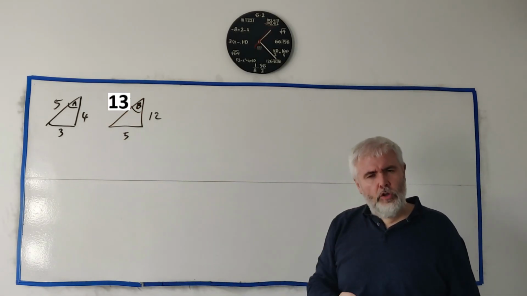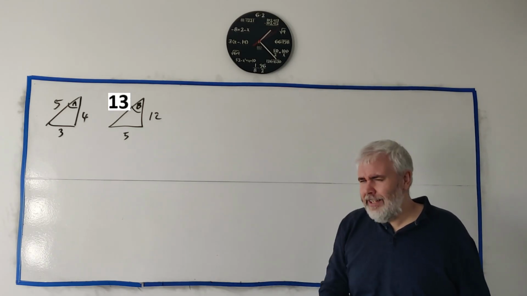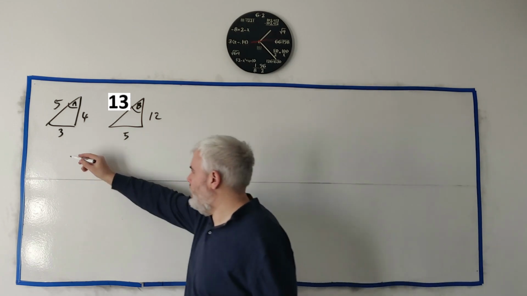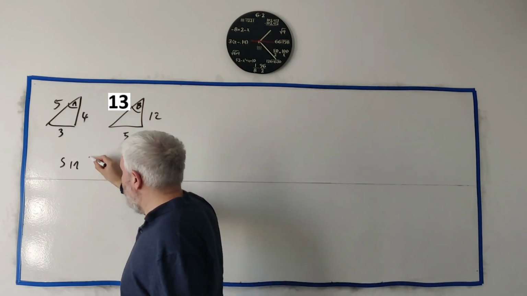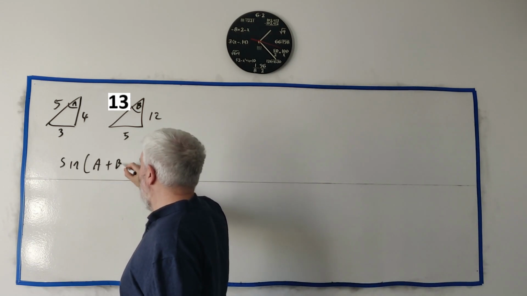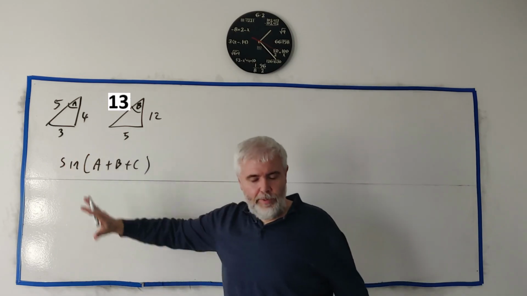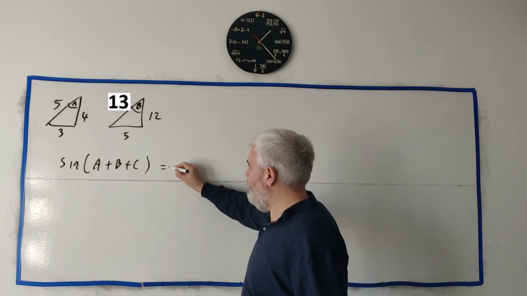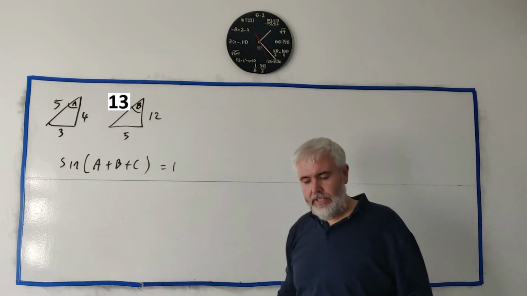So my first thought was, the angles adding up to 90 degrees, that could be useful if we take the sine of them. Say sine of A plus B plus C. This is going to turn out to be a bit of a mistake anyway. Because the sine of all this would equal 1. Sine of 90 is equal to 1.